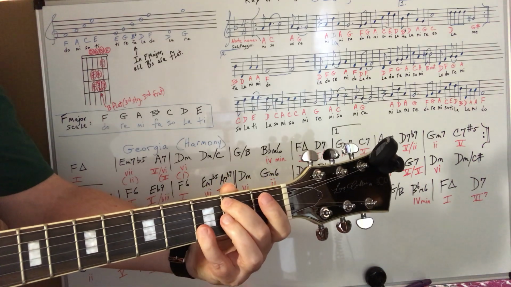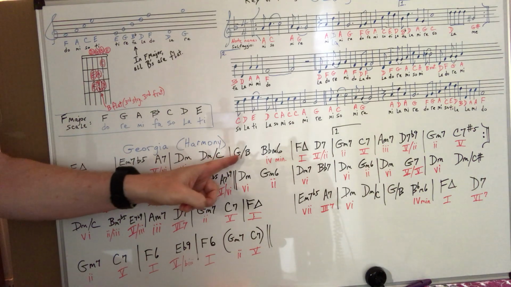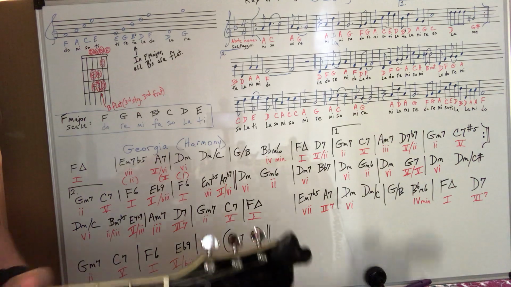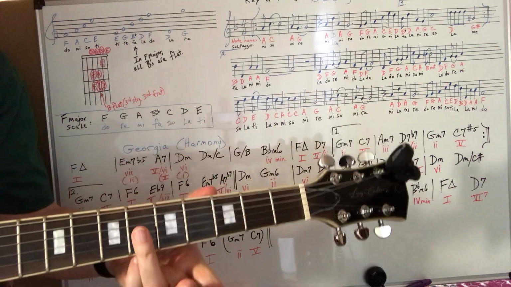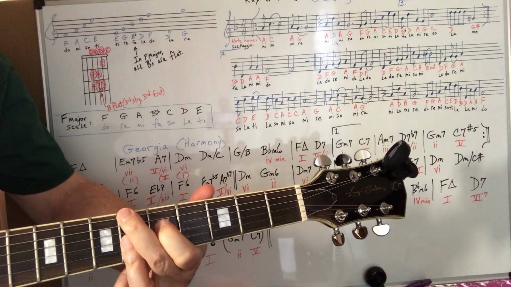I wouldn't know what to call this, which is the G with B in the bass. I think it's just a little transitional thing. This, of course, is the 4 minor in the key of F major. It's a B minor 7, no, sorry, B minor 6, B flat minor 6.